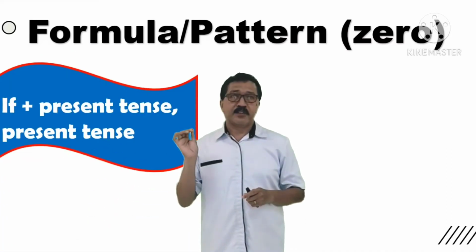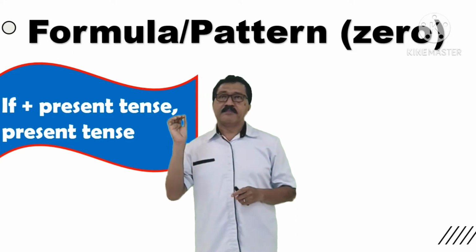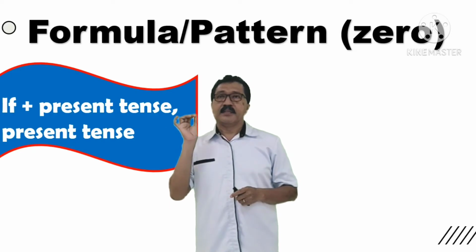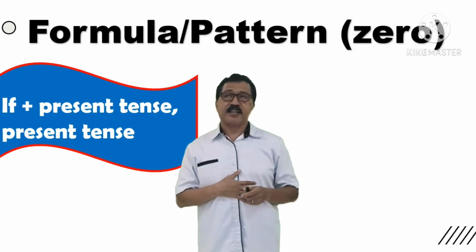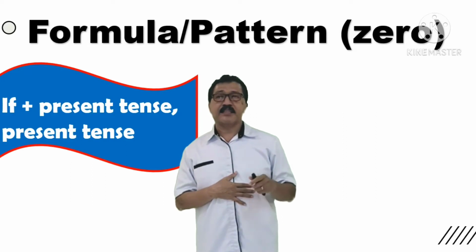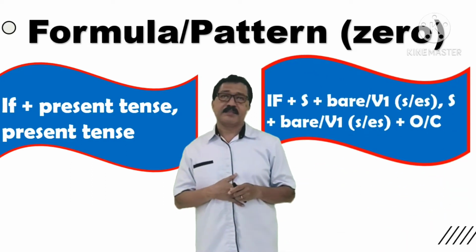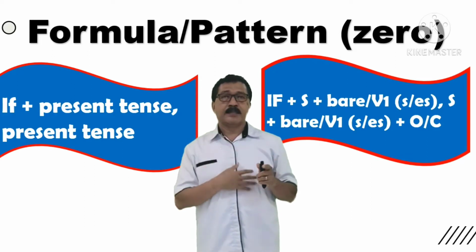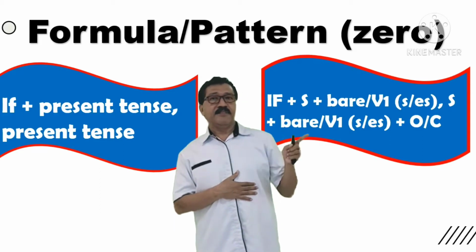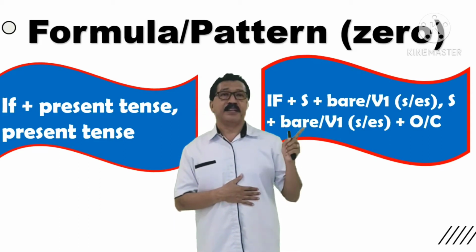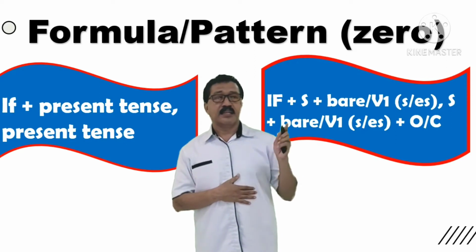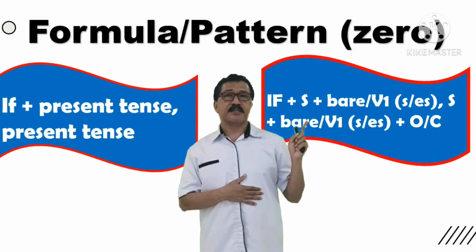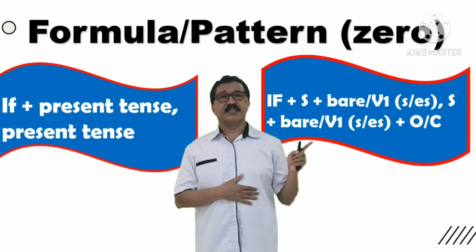So now we talk about the formula or pattern of zero conditions. The pattern is if, present tense, and present tense. In the if clause, in the subclause, we use present tense, and in the main clause we also use present tense. In complete form we say if plus subject plus bare infinitive or verb 1, and you put s or es. It depends on the subject. And in the main clause you use subject plus bare infinitive, verb 1, s or es, and object plus complement. This is the pattern of using zero conditions.